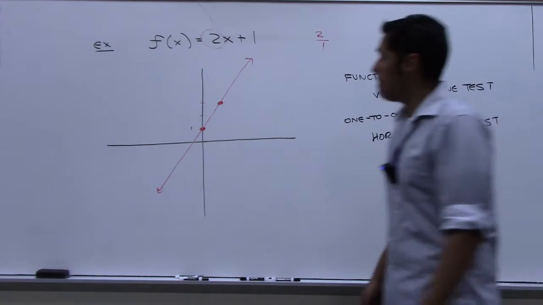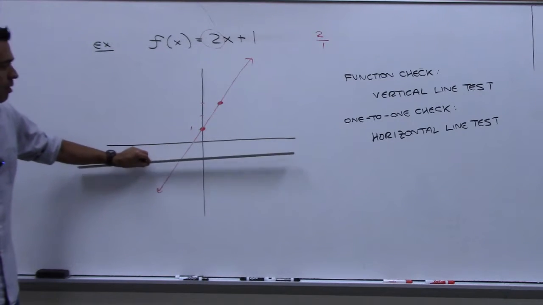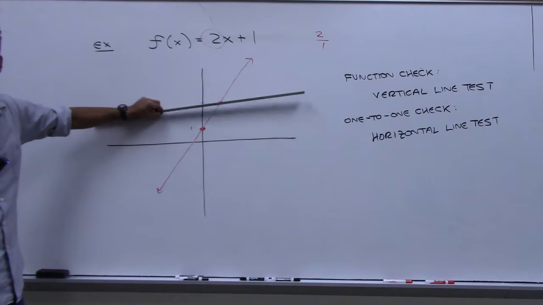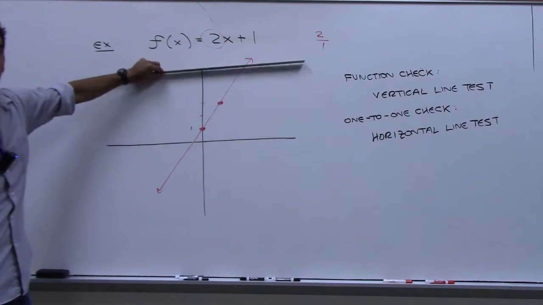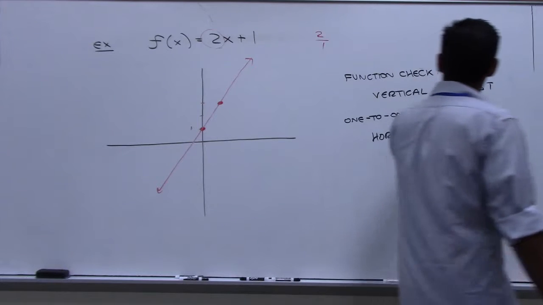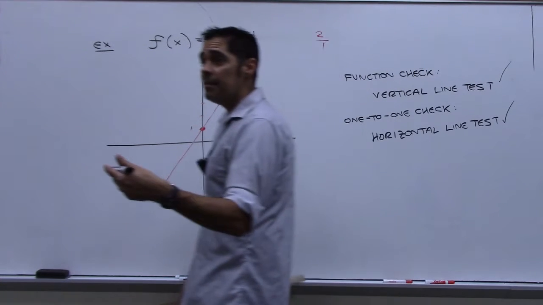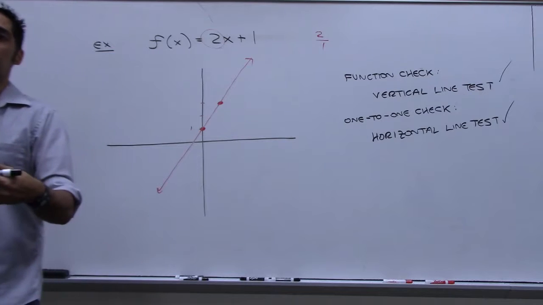So let's do this. If I draw horizontal lines, do I ever hit the graph more than once? No. So this would pass both the vertical and horizontal line test, wouldn't it? This would pass, check mark, it passes, okay? It passed the horizontal line test. Therefore, it is a one-to-one function also, which means that it must have an inverse.